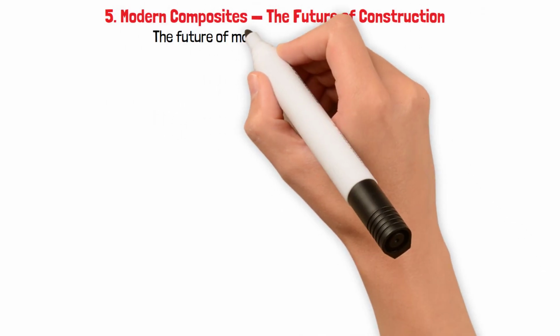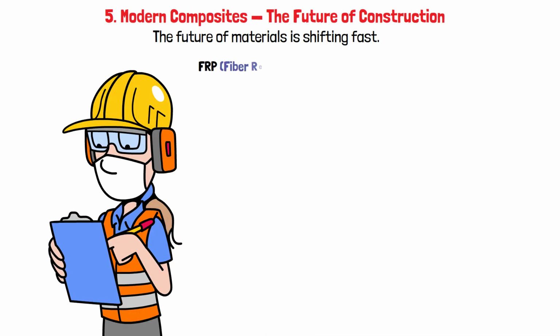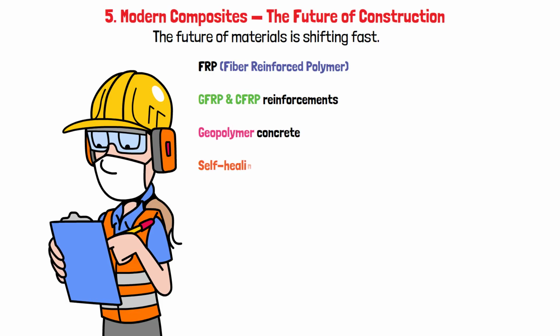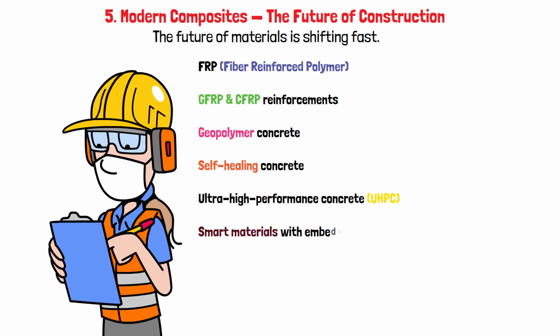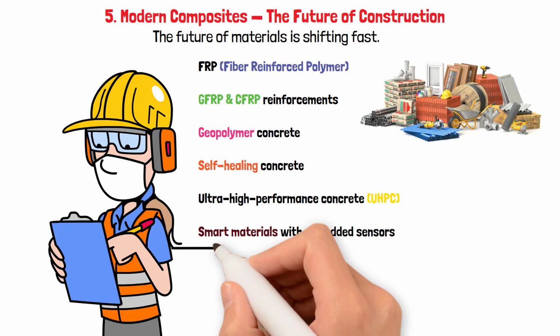5. Modern composites, the future of construction. The future of materials is shifting fast. Engineers are moving toward FRP, fiber-reinforced polymer, GFRP and CFRP reinforcements, geopolymer concrete, self-healing concrete, ultra-high-performance concrete, UHPC, smart materials with embedded sensors. These materials are lighter, stronger, more durable, and more sustainable.